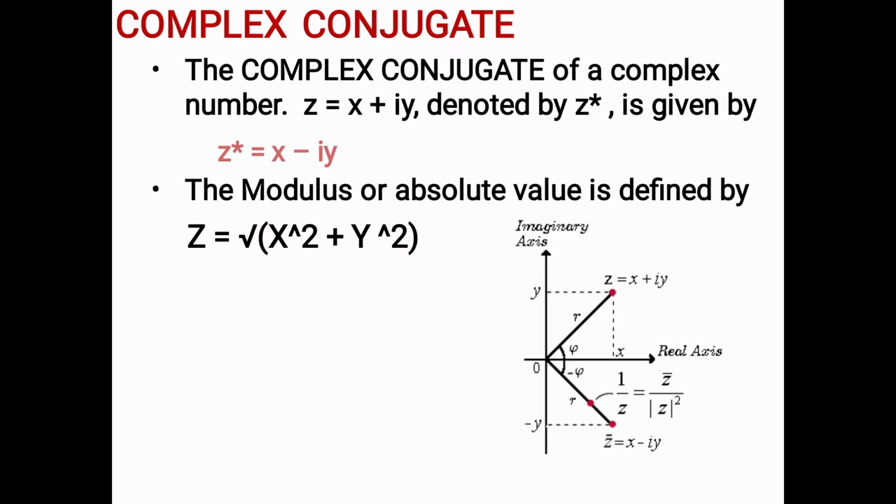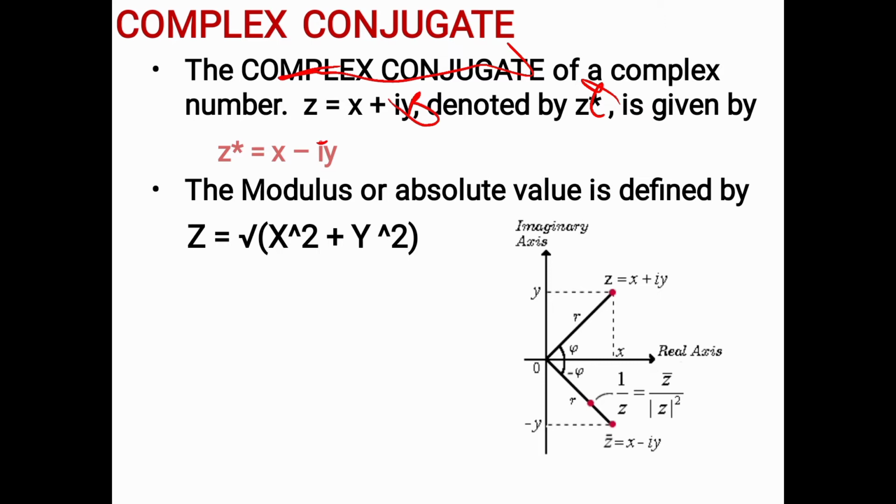Next, now we have to learn the conjugate complex number. The conjugate complex number is denoted by z star. Meaning, z equal to x plus iy, so z star equal to x minus iy. But note, the conjugate of a complex number has the opposite sign of the imaginary part. Here the imaginary part is iy and it becomes minus iy.